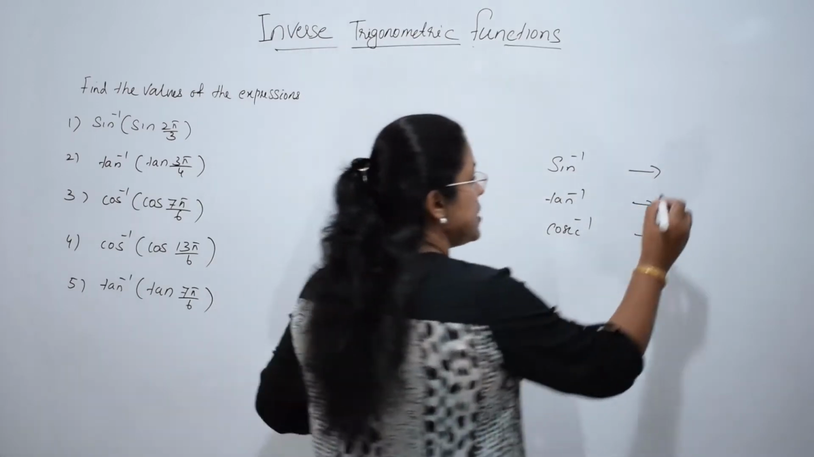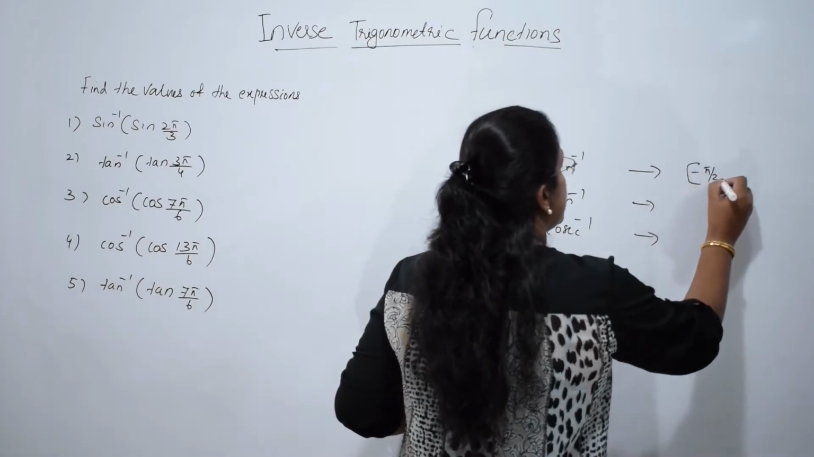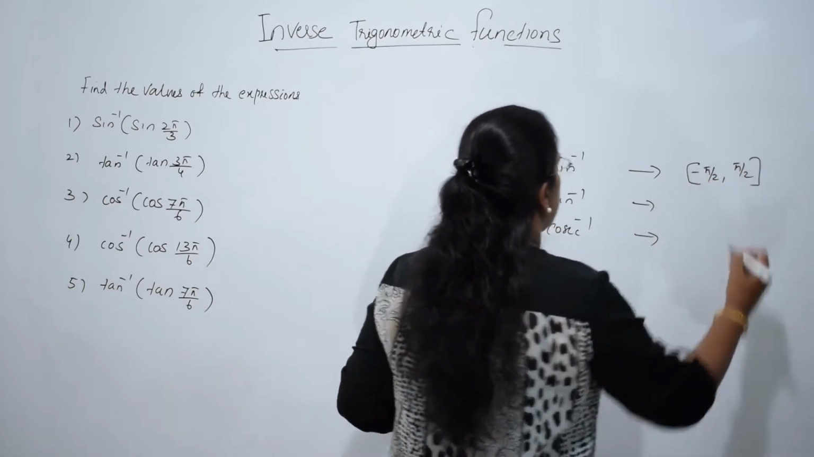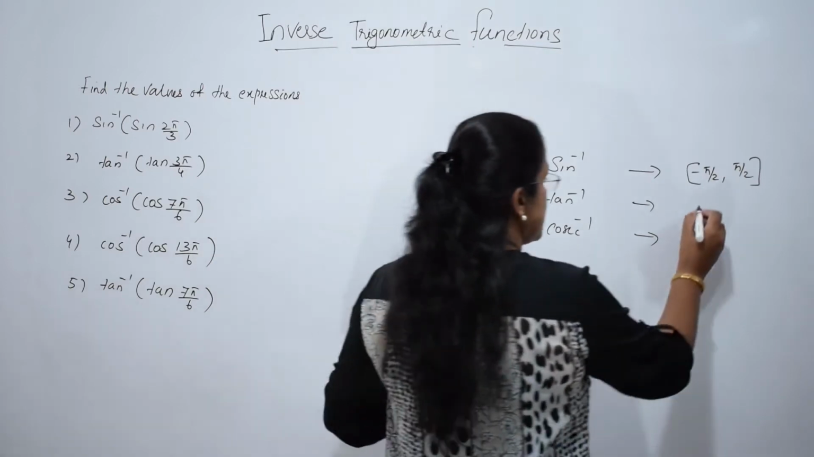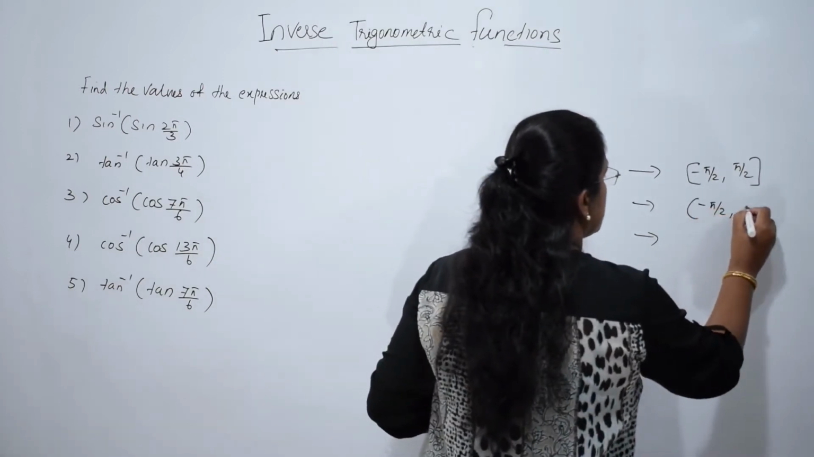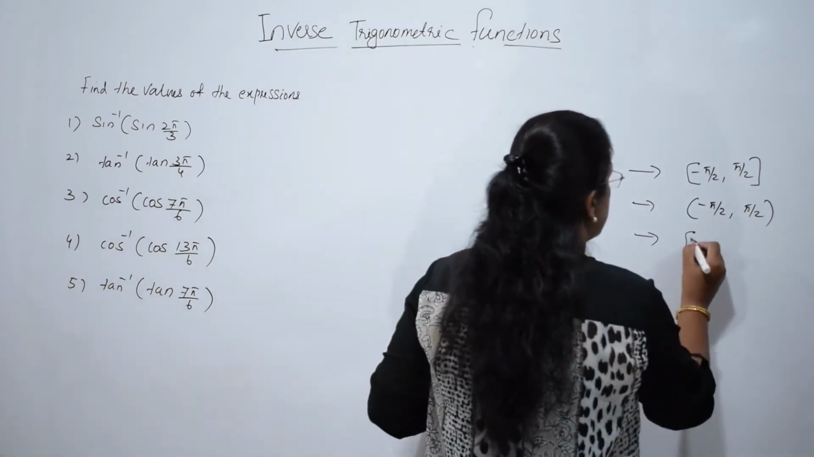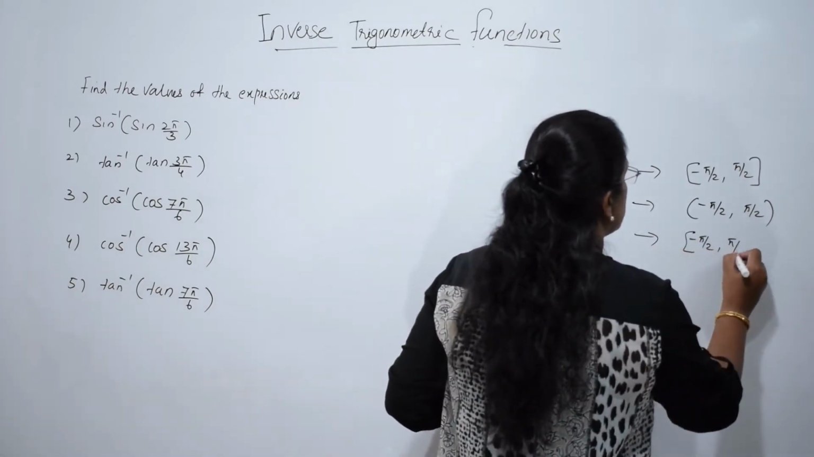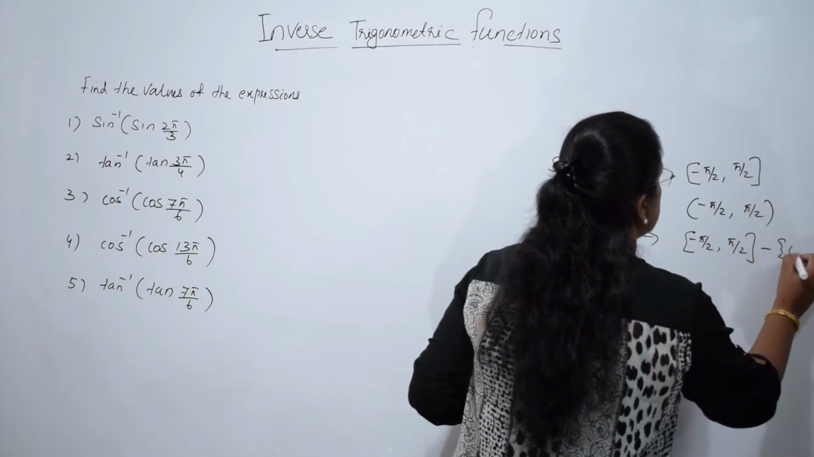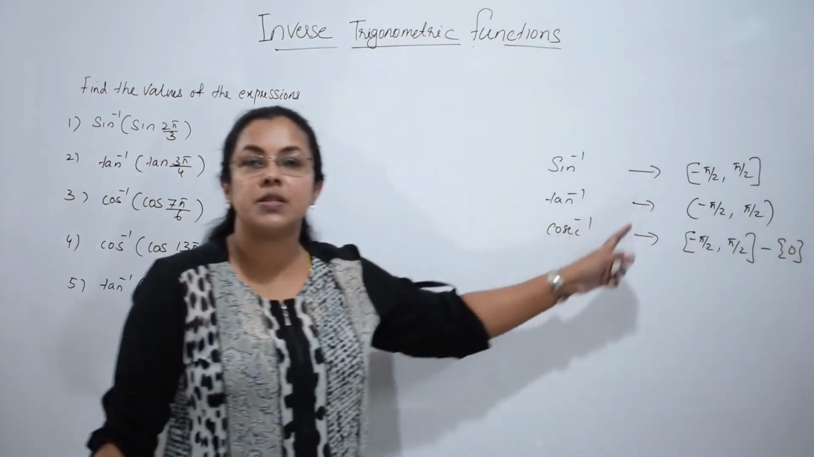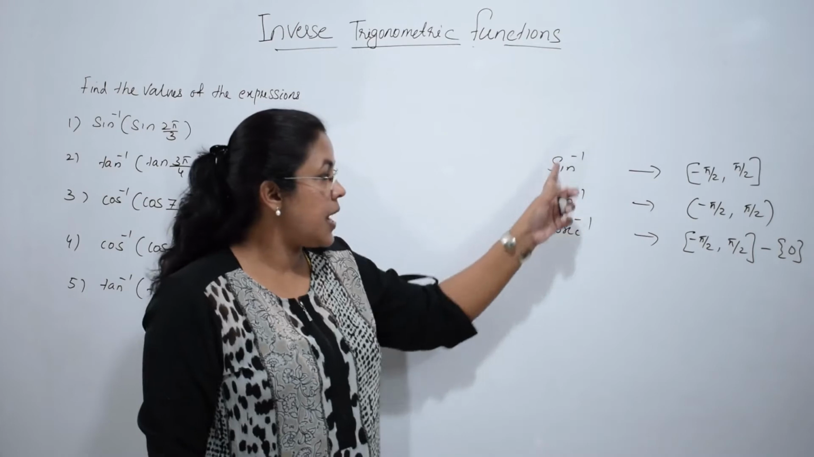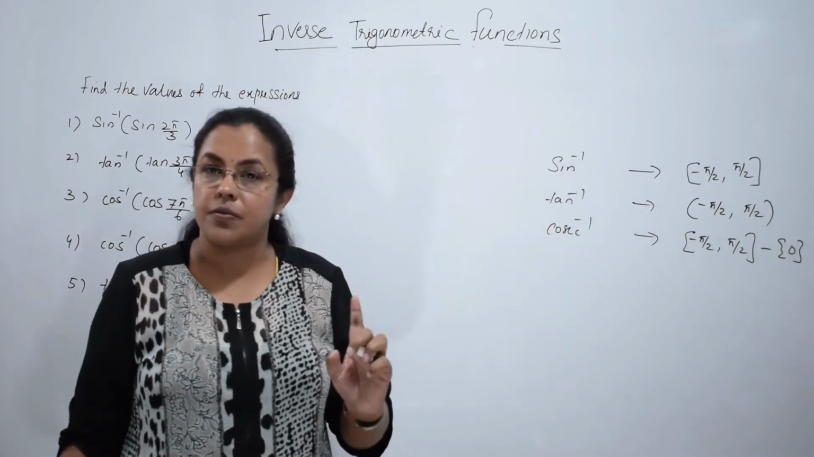Range of sine inverse is closed interval minus pi by 2 to pi by 2. Tan inverse is open interval minus pi by 2 to pi by 2. And cosec inverse is closed interval minus pi by 2 to pi by 2, minus 0. These are the ranges of sine inverse, tan inverse and cosec inverse.